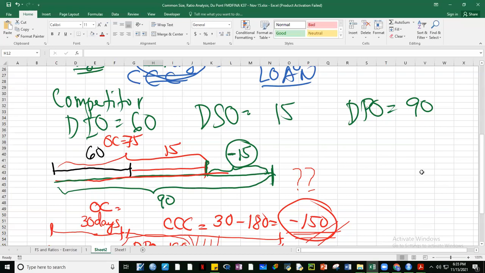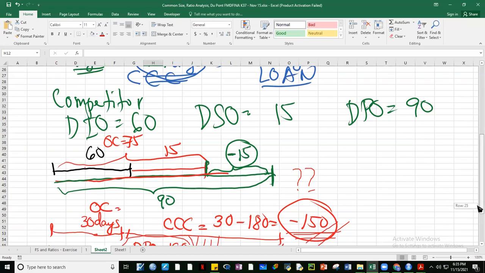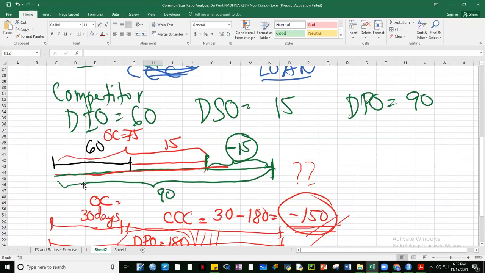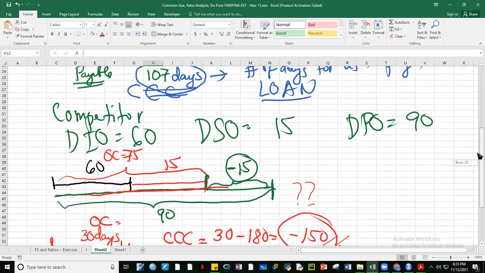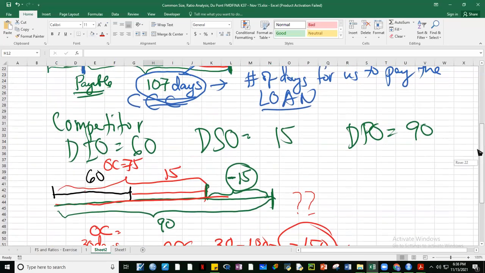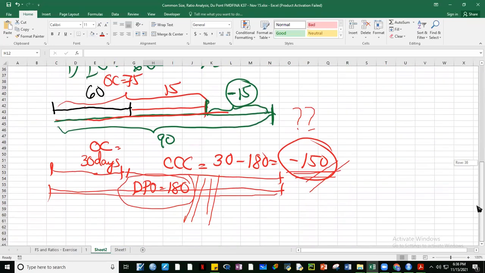Pwede na lang ipasok yan, kunyari, sa marketable securities. Kung pwede mag-earn yan, kahit 15 days lang, pwede pa natin nilang paluguin yung pera. Okay? So 90 days yung days payable outstanding. Okay, so 15 days, negative 15 yung cash conversion cycle nila. So pag negative guys yung cash conversion cycle, ibig sabihin nakolekta muna yung sales kaysa magbabayad sila ng payables.